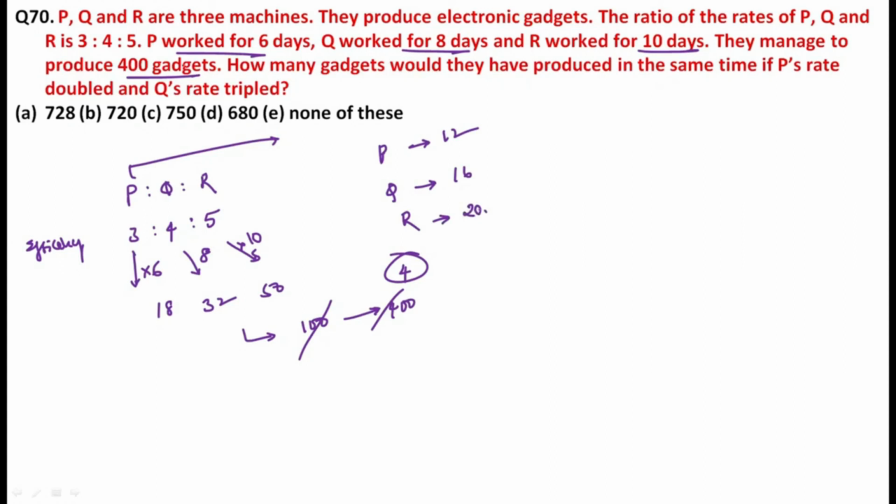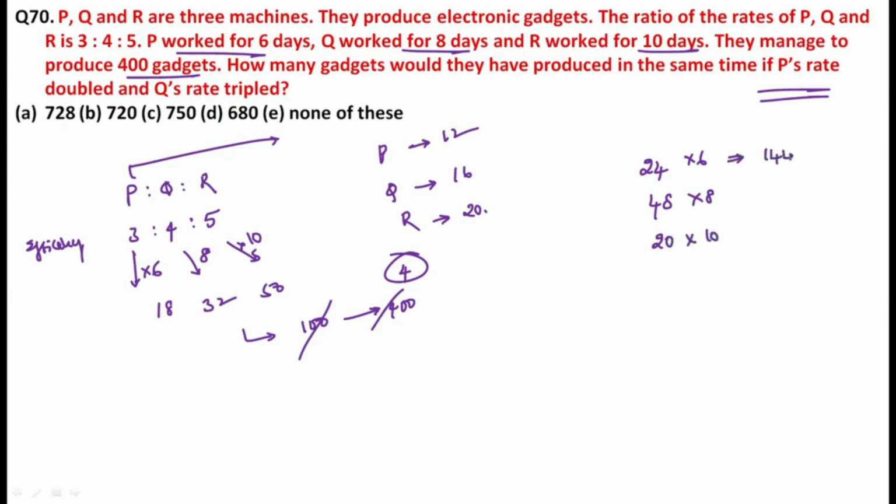Now, the question: they managed to produce 400 gadgets. We are already done with this point. If P's rate is doubled, P's rate is 24. And Q's rate is tripled, so Q's rate is 48. Now we already know that P works for 6 days and Q works for 8 days. There is no information for R. R's efficiency is 20 and works for only 10 days.